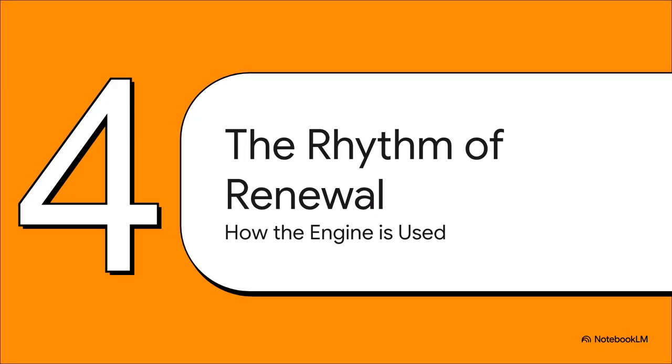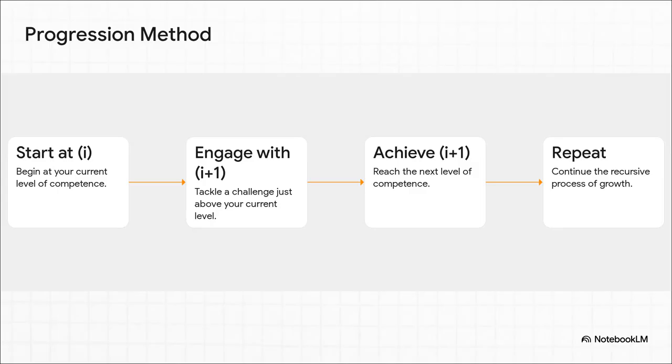Okay, so we get what the engine is. Now let's talk about the when and the how. How do you actually put this logic to use day to day? This brings us to the practical application, the rhythm of renewal. The method itself is actually beautifully simple. It's a recursive loop that goes from I to I plus 1.